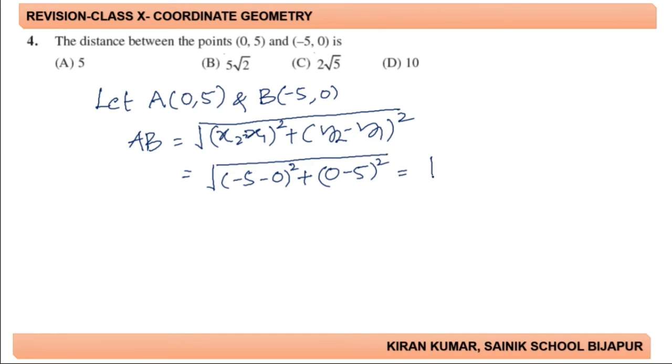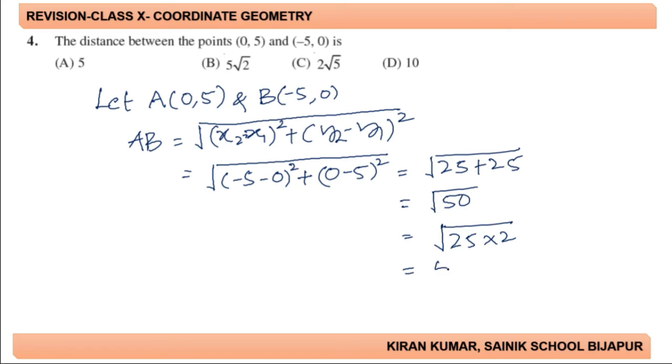We'll be getting it as root of 25 added to 25, that is root 50. It can be written as 25 times 2. Root 25 is 5, so it is 5 root 2 units. This verifies option B is the right answer.